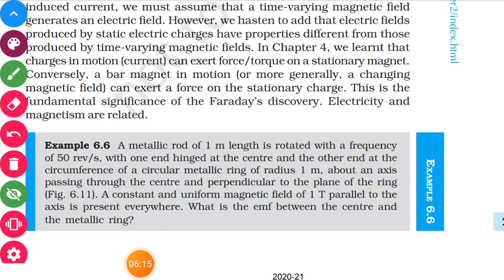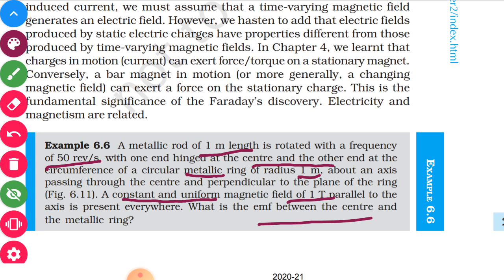Now example 6.6. A metal rod of 1 meter length is rotated with a frequency of 50 revolutions per second, with one end hinged at the center and the other end at the circumference of a circular metallic ring of radius 1 meter, about an axis passing through the center and perpendicular to the plane of the ring, which is given in the figure. A constant and uniform magnetic field of 1 Tesla, parallel to the axis, is present everywhere. What is the EMF between the center and the metallic ring?